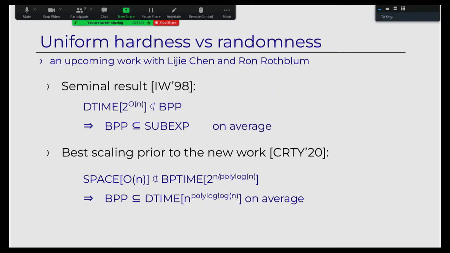I guess Trevisan-Vadhan gets you here with 2 to the n to the epsilon and quasi-polynomial time, right? Exactly. But the issue is that you use Nisan-Wigderson rather than Impagliazzo-Wigderson in the generator. That's the reason why you pay in terms of the derandomization. Isn't that right? No, there isn't.